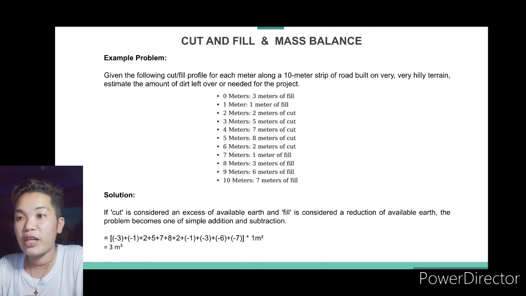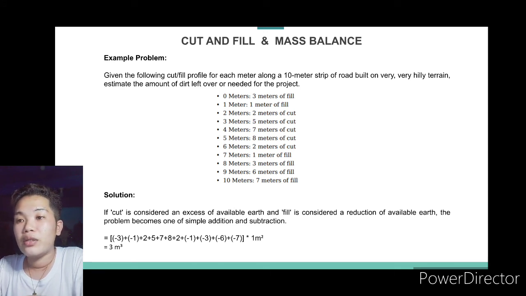For the last problem, for cut and fill and mass balance, we are given the following cut and fill profile for each meter along a 10-meter strip of road built on very hilly terrain. And we are asked to estimate the amount of dirt left over or needed for the project.